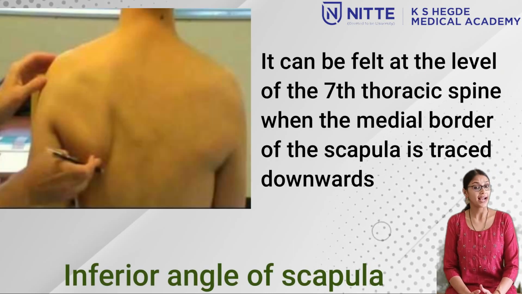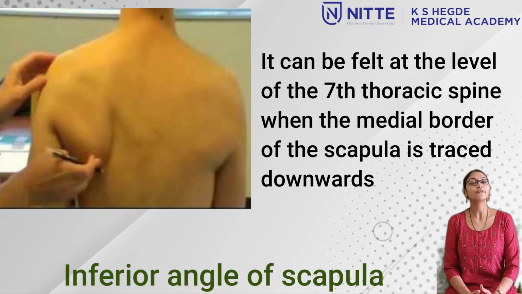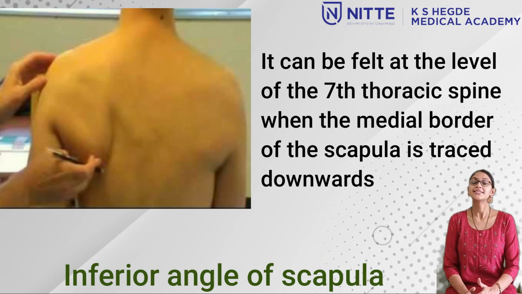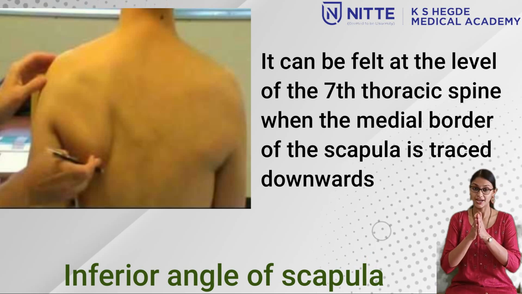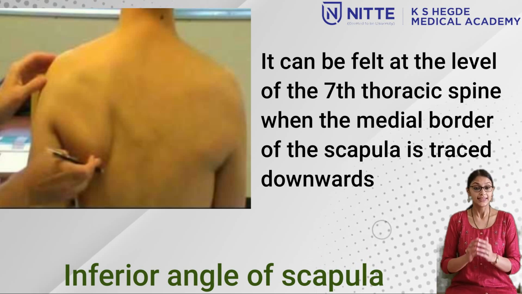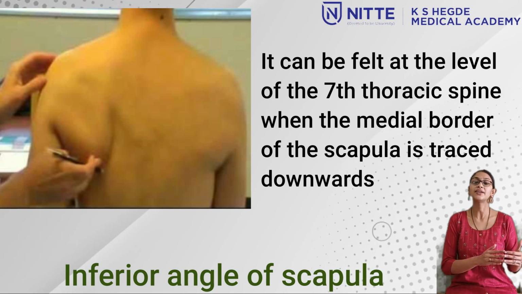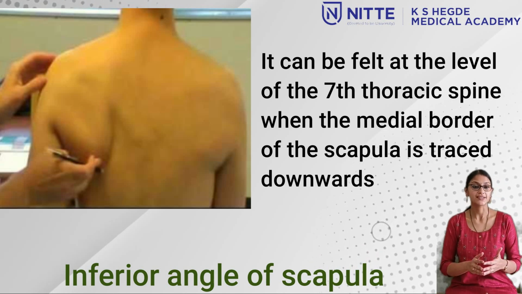The inferior angle of the scapula can be felt at the level of the 7th thoracic spine when the medial border of the scapula is traced downwards. This overlaps the 7th intercostal space.